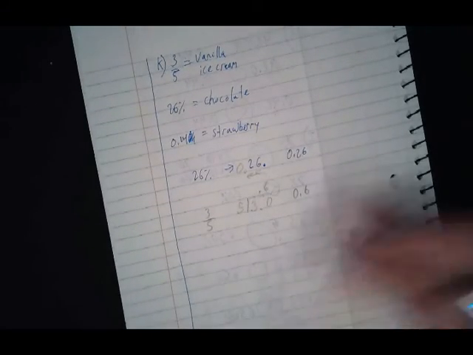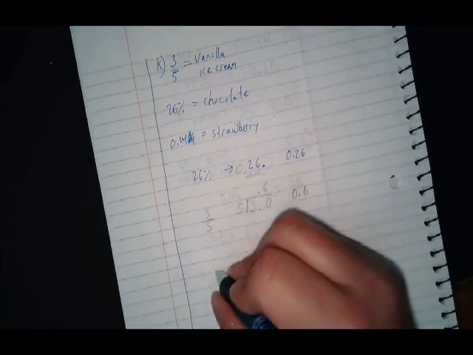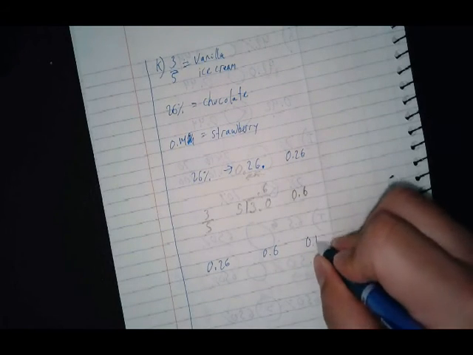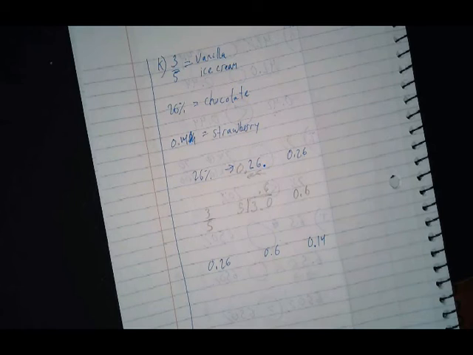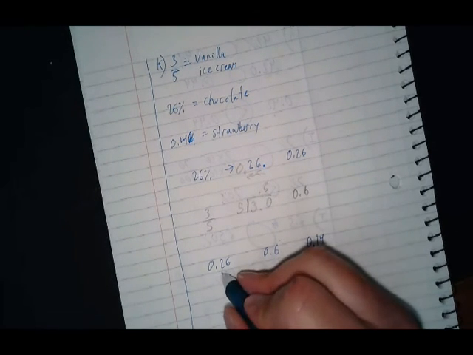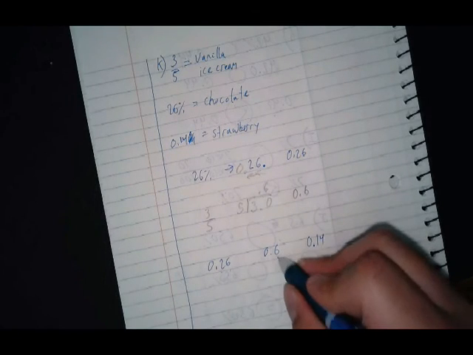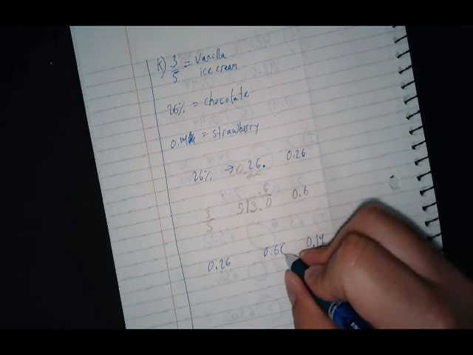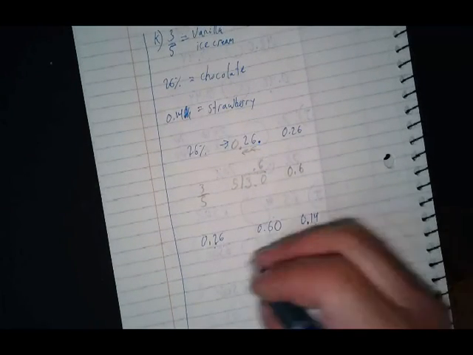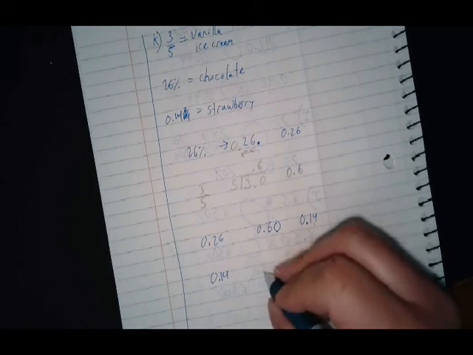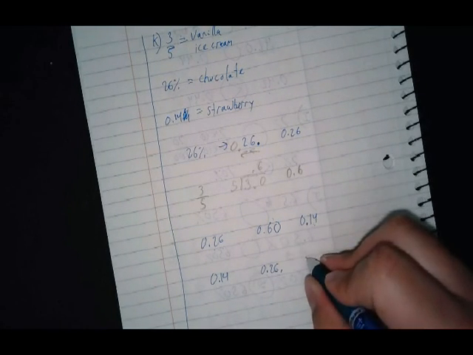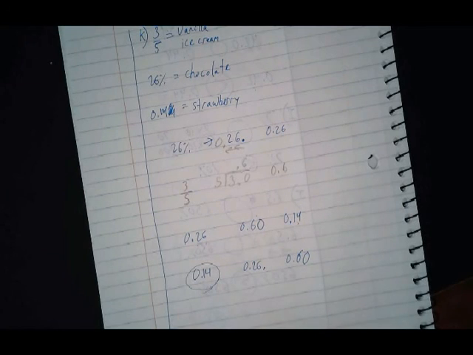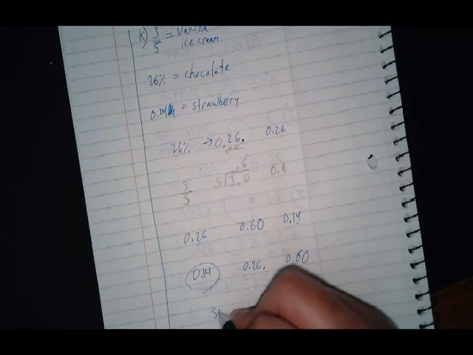All right, so now I have three decimal numbers: 0.26, 0.6, and 0.14. Now, if we're going to do decimal numbers, that's great, but we have to have the same number of parts. Here I have 100 parts, because 26/100, the denominator is 100. 6/10 is not going to work. We need 100 parts, because 14/100 is 14 out of 100. So, multiply by 10, now we have 60. All right, so we have 14/100, 26/100, and 60/100. 14/100 is the smallest, and that goes with strawberry. So the answer is strawberry.